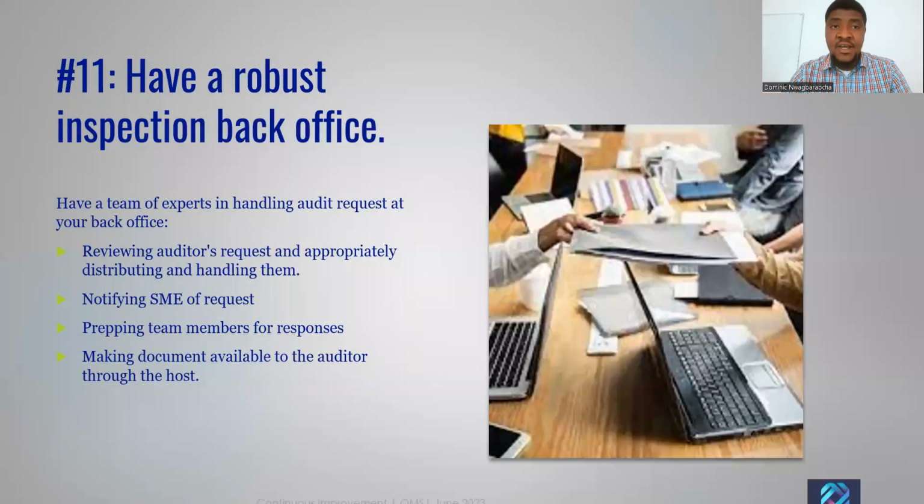As much as you would have an inspection ready room, you have one other important room. I think this is one of the best rooms, and that's the back office, a robust back office, where you receive auditors' requests appropriately, distribute them to SMEs, where you prep members for the responses to the auditors, where you make the documents available and present them to the auditors. This is very important when you are preparing for an audit. And you should have a back office manager who is in charge of the back office, who is in charge of the front office. So these are the things that the audit readiness team will put as a strategy in place, so that everything is top-notch.